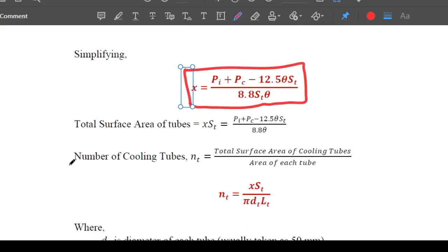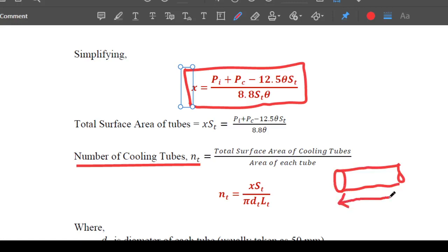And finally, we should know how many tubes we are going to use. The number of cooling tubes required is a basic formula, that is the total area of the cooling tubes divided by the area of each tube. That will tell you how many tubes are required for this cooling arrangement. So the total surface area of the cooling tubes is X into ST, divided by the area of each tube, which is pi into dt into lt. Suppose this is your tube, okay, now this is your length.